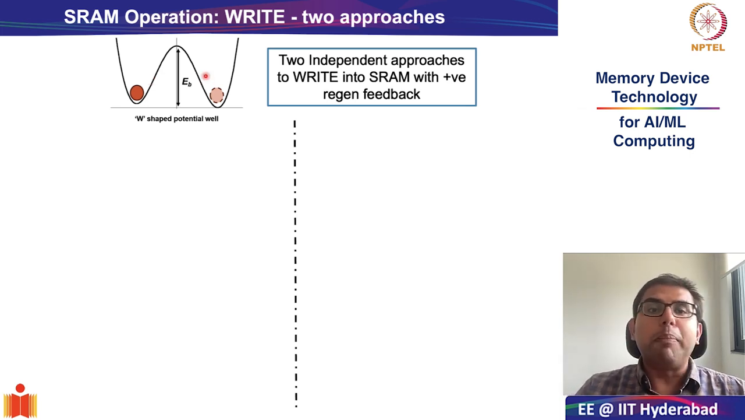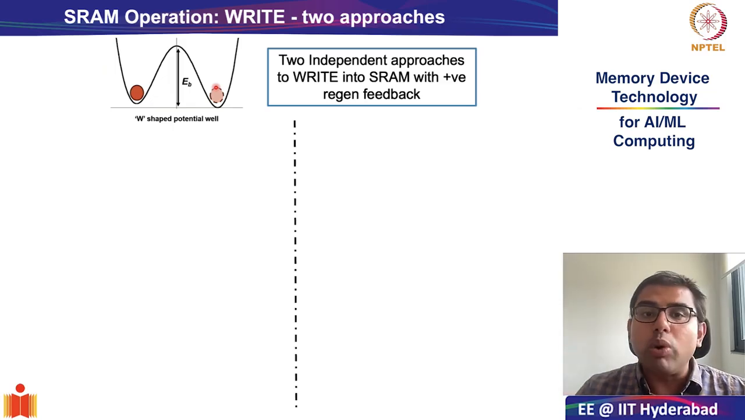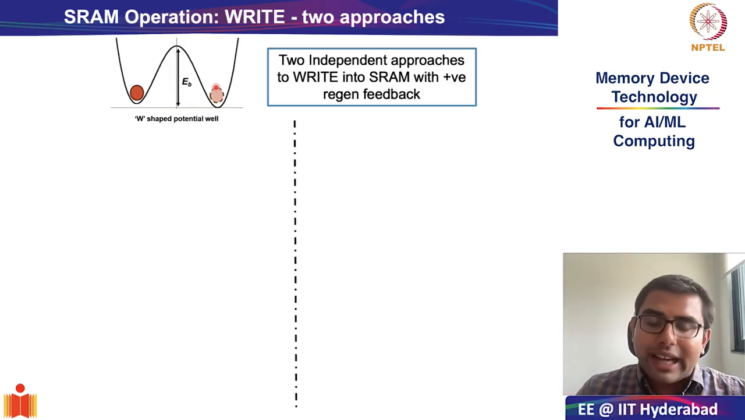Equivalently, in this W-shaped potential barrier, what you are trying to do is, suppose you are in this stable configuration, somehow you want to supply enough energy to one configuration so that it can overcome this barrier and jump over and enter the other stable configuration. Now, as it turns out, as I just mentioned, there are two independent approaches to do that. Let's look at them in some detail.